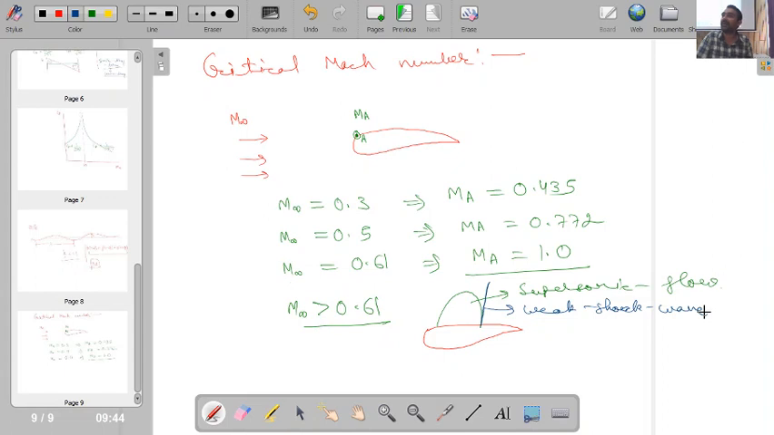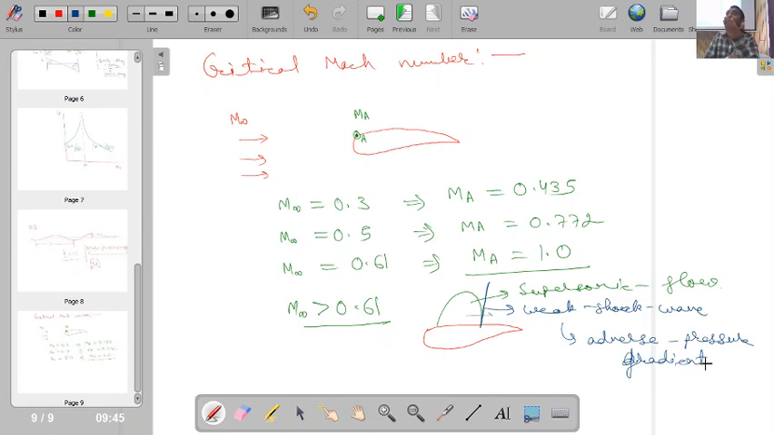Here I will be having formation of a weak shock wave, and whenever I have the formation of a shock wave, ultimately what will happen? This shock wave will increase the pressure in the downstream. If pressure is increasing in the downstream, I will get nothing but an adverse pressure gradient on the downstream of the shock wave. So I will be having the case of adverse pressure gradient.